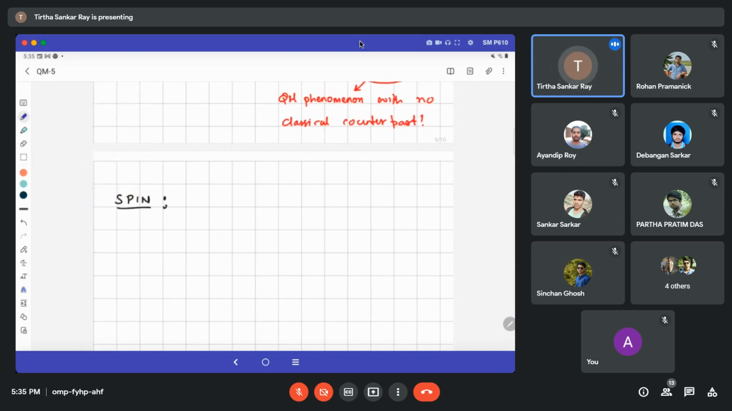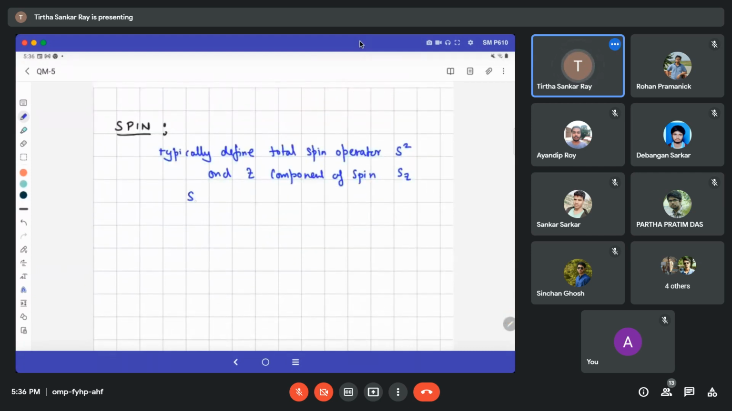Now here you typically define the total spin operator S square and the Z component of spin Sz, and all you do is make this statement that the commutation of Sx, Sy is i h cross Sz, Sz, Sx, and so on and so forth, is equal to i h cross Sy, and so on and so forth, and S square, Si is equal to 0 for all i belonging to x, y, and z.